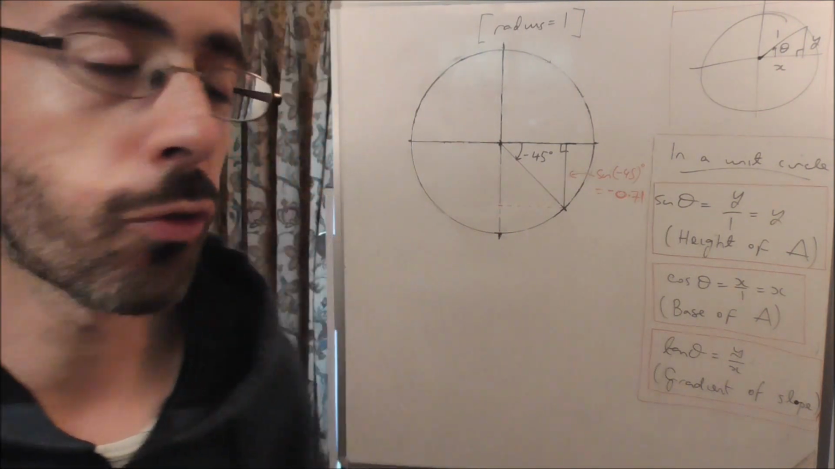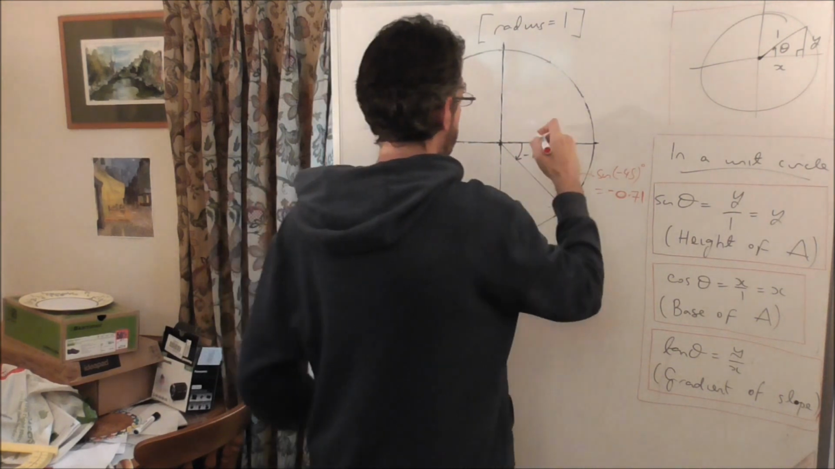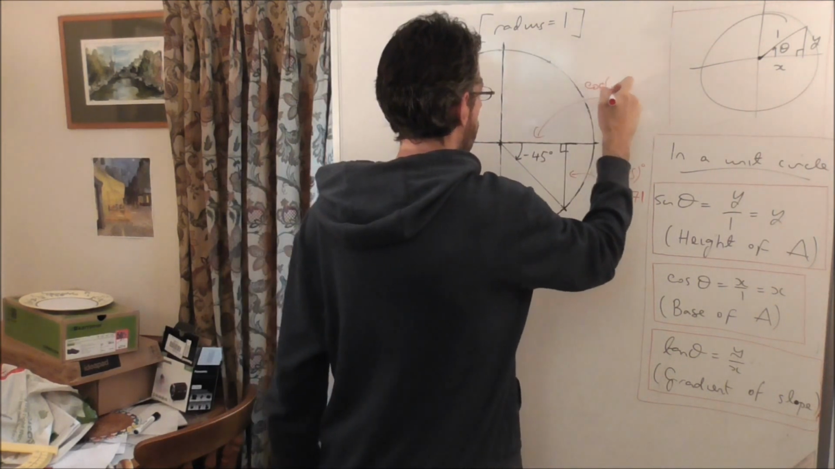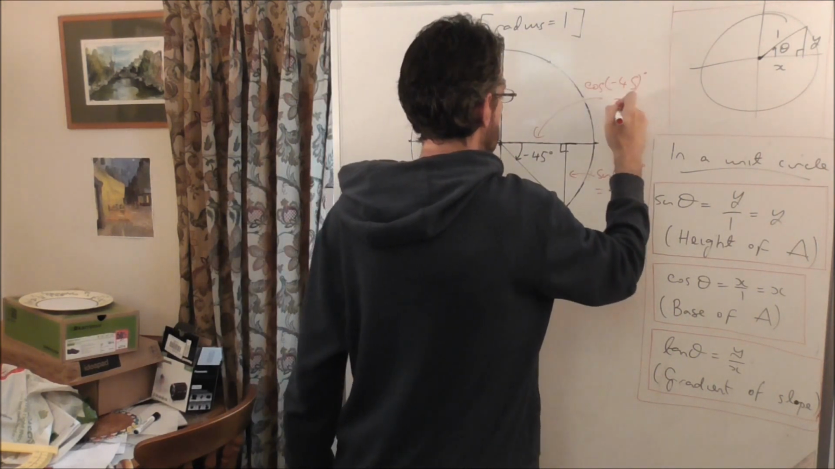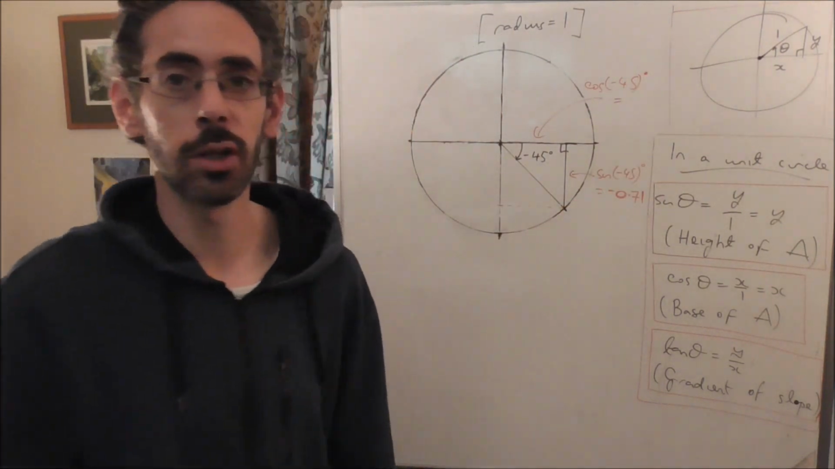Now what about cos of minus 45? Well, cos of minus 45 is just the base of the triangle. So is that going to be positive or negative? Well, the base is going to the right, so this time the cos value is going to be positive.